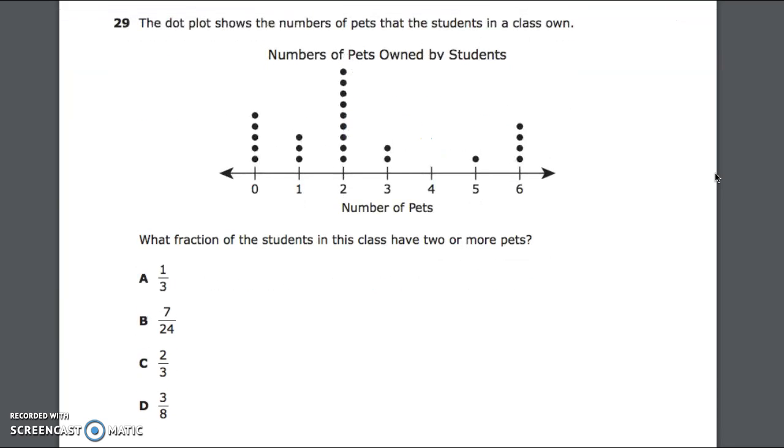Number 29. The dot plot shows the numbers of pets that the students in a class own. Numbers of pets owned by students. Number of pets. What fraction of the students in this class have 2 or more pets?